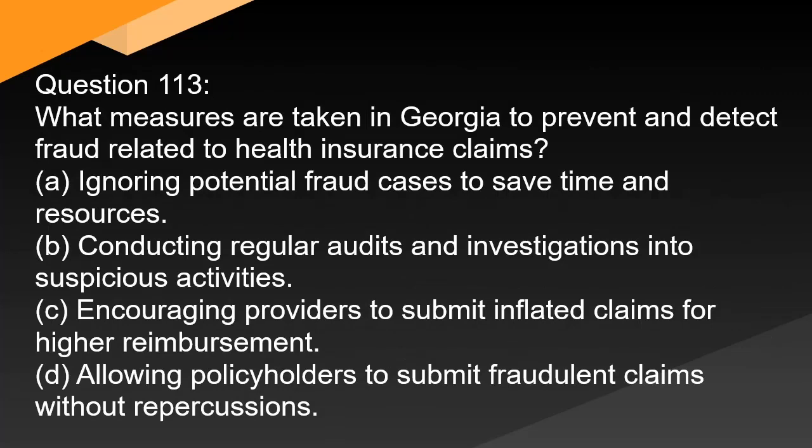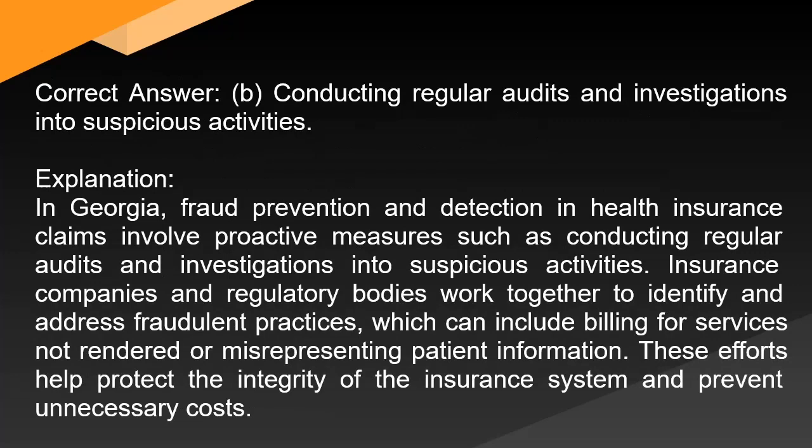Question 113. What measures are taken in Georgia to prevent and detect fraud related to health insurance claims? Correct answer: B. Conducting regular audits and investigations into suspicious activities. Explanation: In Georgia, fraud prevention and detection in health insurance claims involve proactive measures such as conducting regular audits and investigations into suspicious activities. Insurance companies and regulatory bodies work together to identify and address fraudulent practices, which can include billing for services not rendered or misrepresenting patient information. These efforts help protect the integrity of the insurance system and prevent unnecessary costs.